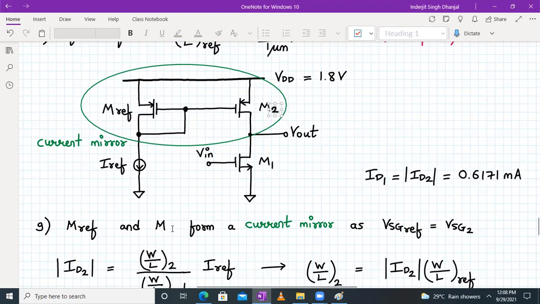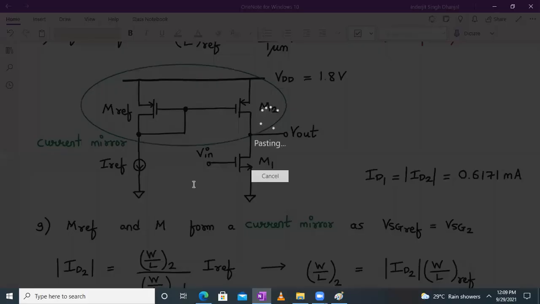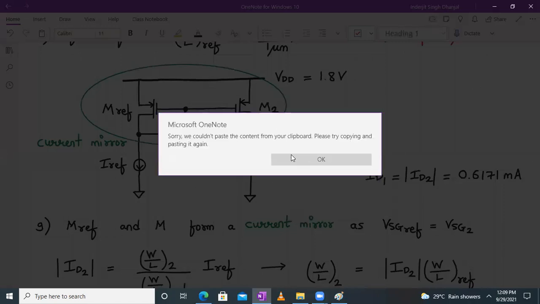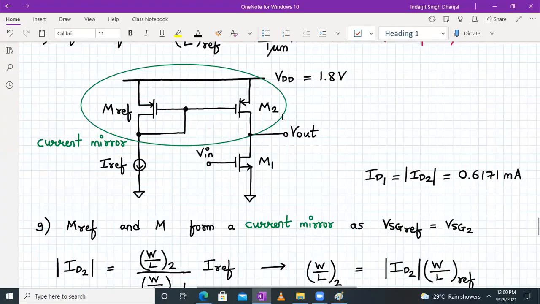Small correction is there. So I will copy it from here and add as M2. Okay, fine. So this M2 will be added over here. M reference and M2 will form a current mirror, as you can see.